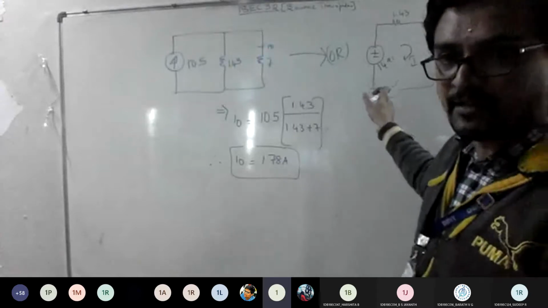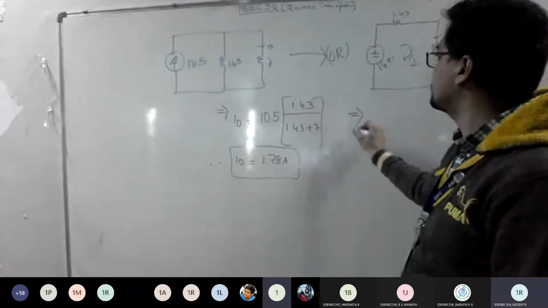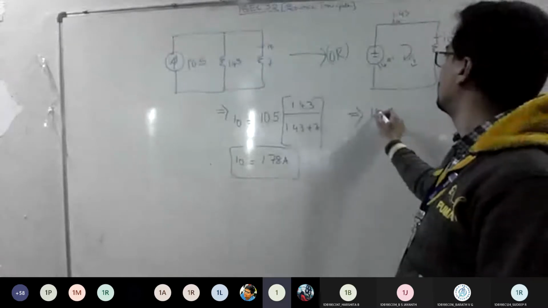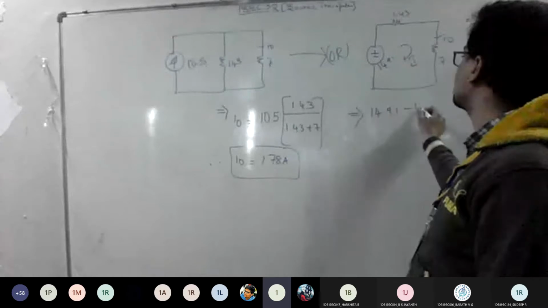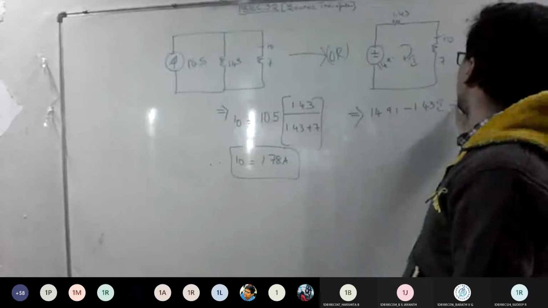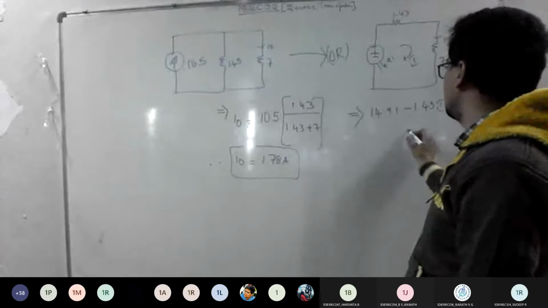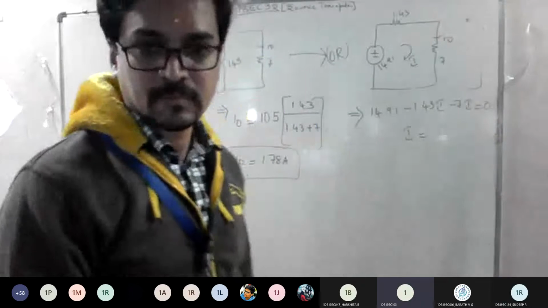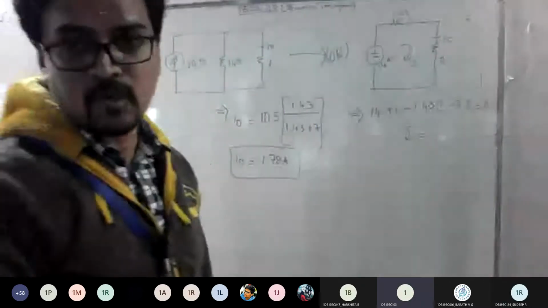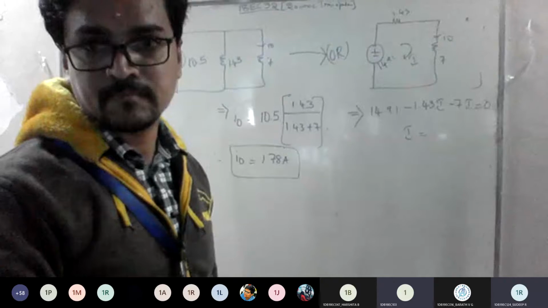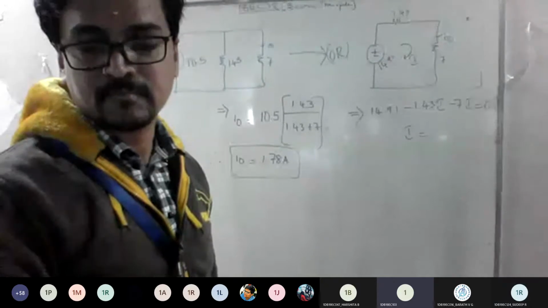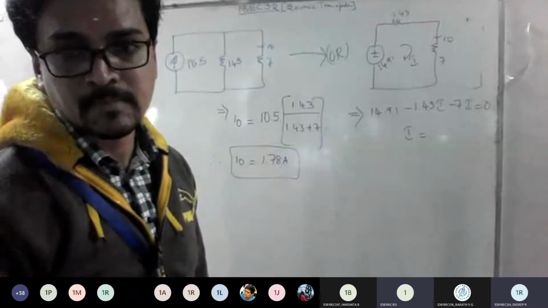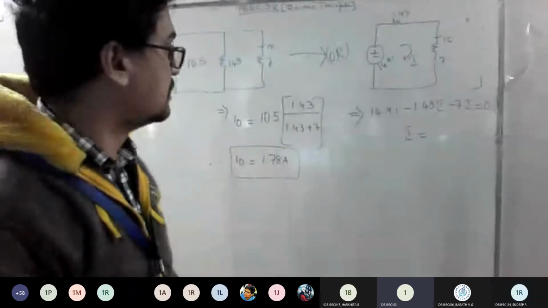I should find I. Correct or wrong? Apply mesh analysis for this now. So the direction is taken clockwise. Minus to plus means plus 14.91 minus 1.43 I minus 7 I equal to 0. Tell me what is I now? What is the value of I? How much?